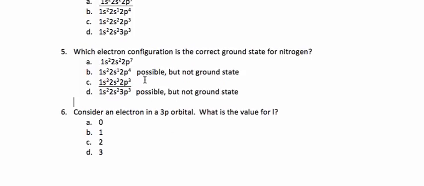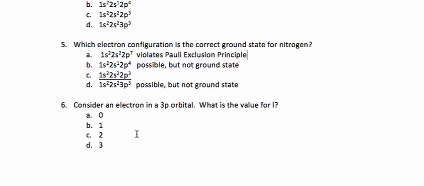Okay, so this one and this one, choices B and D, violate Aufbau, which means they're not the ground state. They're not the lowest energy state, but they're still possible. But this one would violate the Pauli exclusion principle. So let's go ahead and write that in. Okay, so this is the right answer.